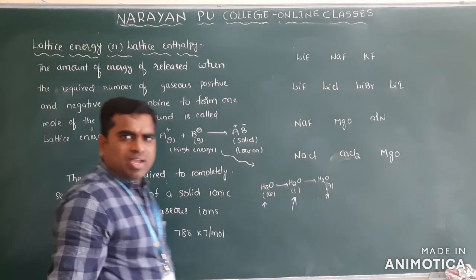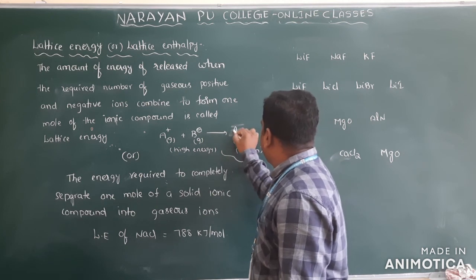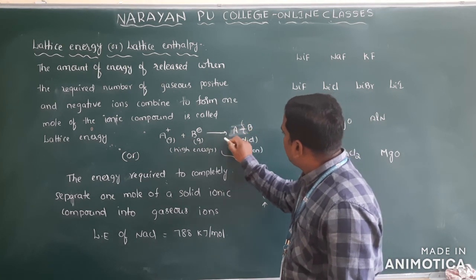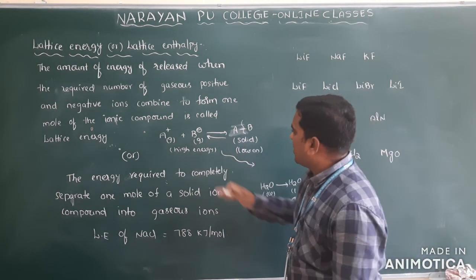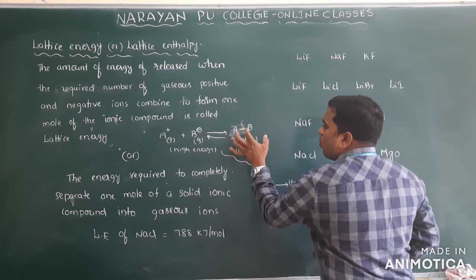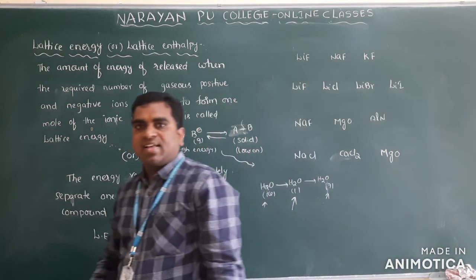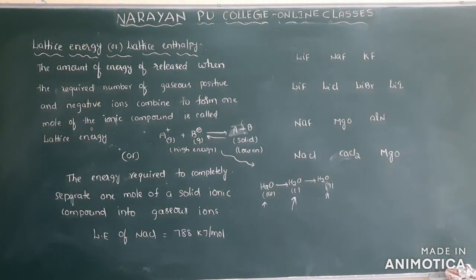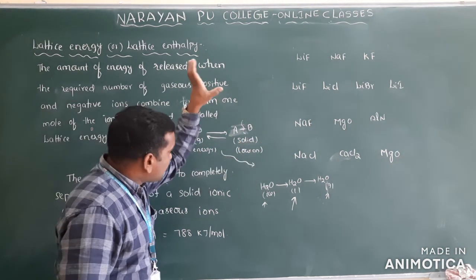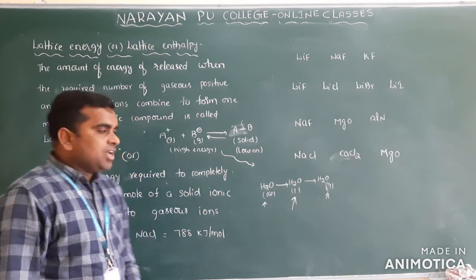Clear? In the same way we can write another definition. AB is an ionic compound, and the bond between A and B is an ionic bond. The energy required to break this bond, in the reverse direction, converts it into ions. So how much energy is required to break one mole of ionic compound into its gaseous ions? That energy is also called lattice energy. So the energy released during the formation of an ionic compound is the same as the energy required to break that bond to convert it into gaseous ions. Clear?